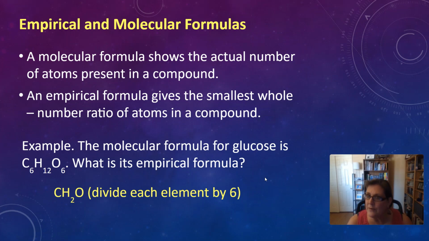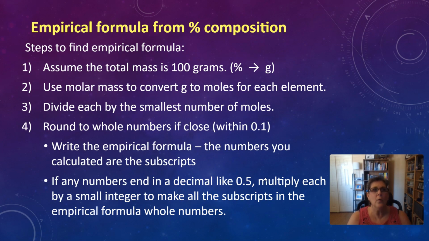All right, what are we going to do with this? Well, we're going to learn how to write an empirical formula from the percent composition that we just learned how to do. So there are 4 steps to doing this. Step 1, you assume the total mass is 100 grams. That way the percents turn into grams.